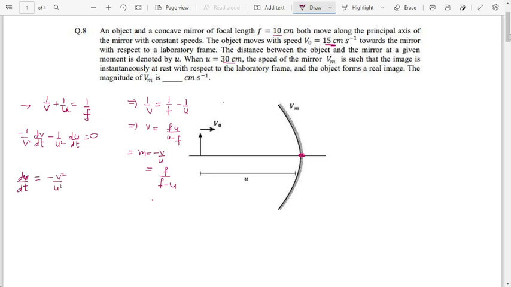So minus v square by u square du by dt. Okay. Now you can see that we can write this as magnification square. Okay. So that's why I had found the value of magnification as well. Now you can simply substitute the values for dv by dt. So let's assume that the mirror is moving towards the right direction with the value vm. Okay. So dv by dt will be the velocity of the image minus the velocity of the mirror. Correct?